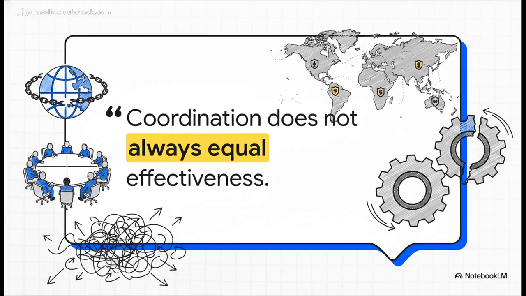If you take away just one thing today, let it be this exact phrase. Coordination does not always equal effectiveness. It perfectly nails that tension between what these institutions want to do and what they can actually pull off in the real world. Just because you shove all the world's nations into one room doesn't mean they're magically going to agree on a fix. These aren't neutral spaces. They are active arenas where states are constantly fighting for their own interests.